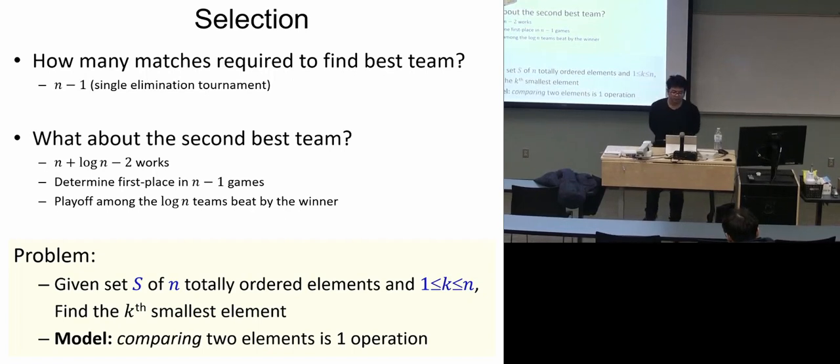Okay. So of course, if you want to find the k smallest element, you can do it in O(nk) comparisons. Just find the best guy, throw it out. The next best, throw it out. So O(nk) operations. Yeah. Can you do it in n log n for any k?